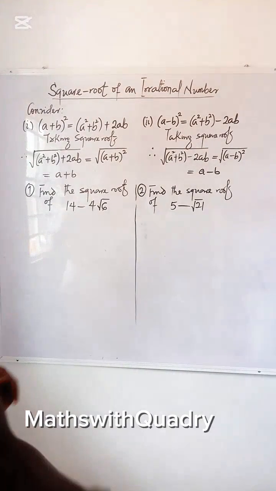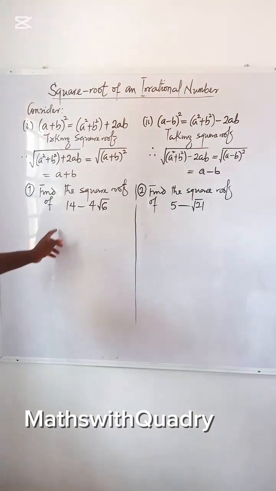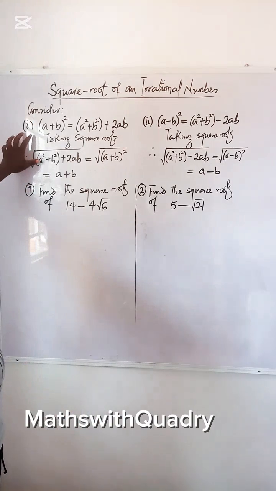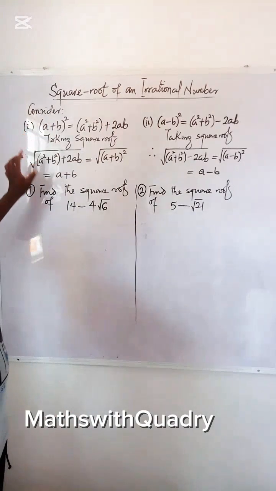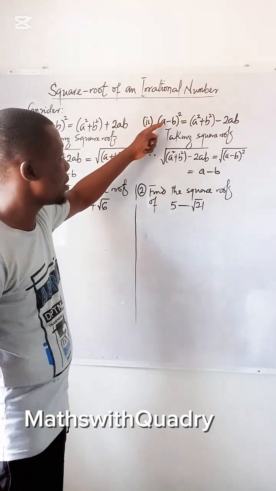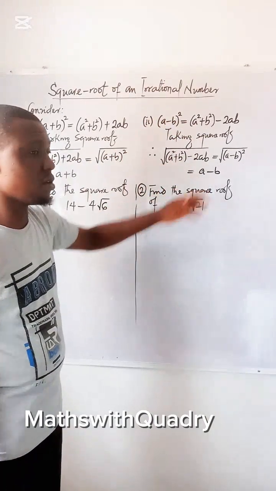On the board, we have the square root of an irrational number, which is a quite popular area for finding square roots of binomial surds. How can we do that? That's why we have this given expression. If you have (a plus b) all squared, we have this. When we take the square root of both sides, we have a plus b. Same thing here too. If you have (a minus b) squared, we now take the square root of both sides, and we have a minus b.